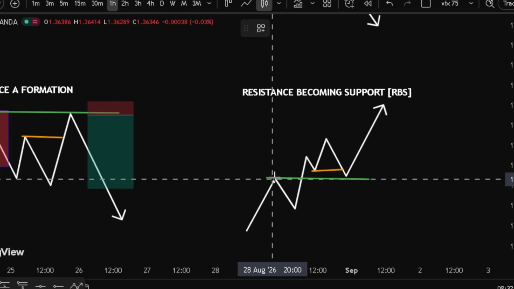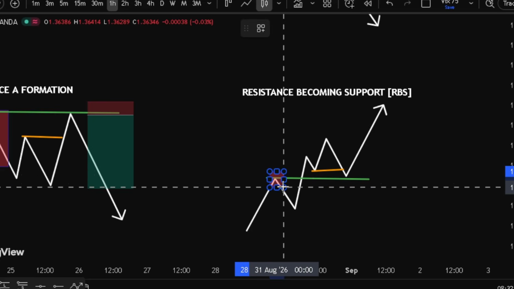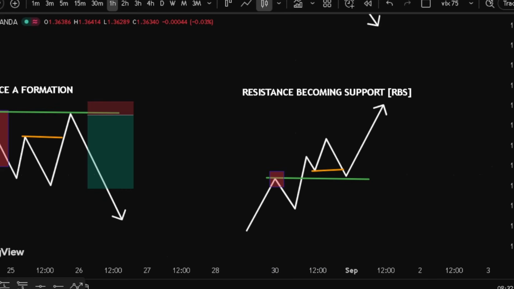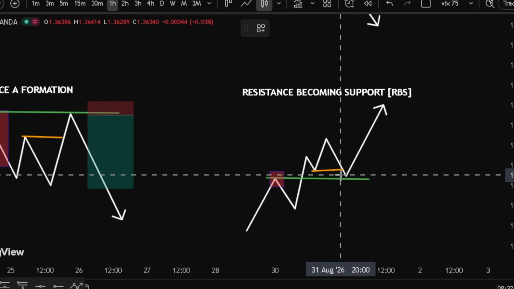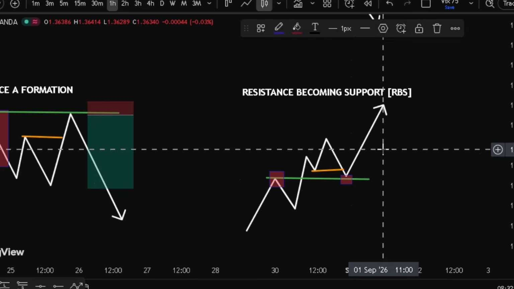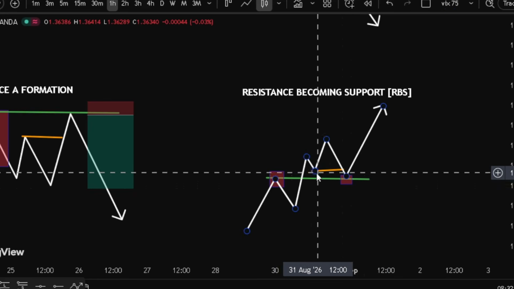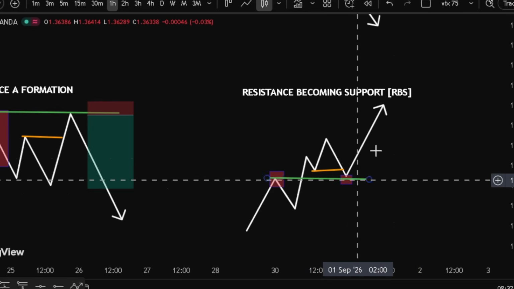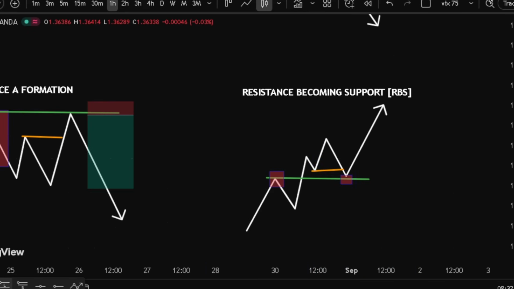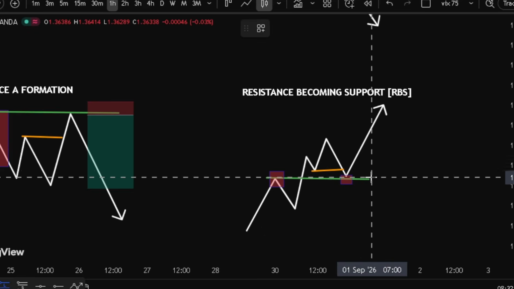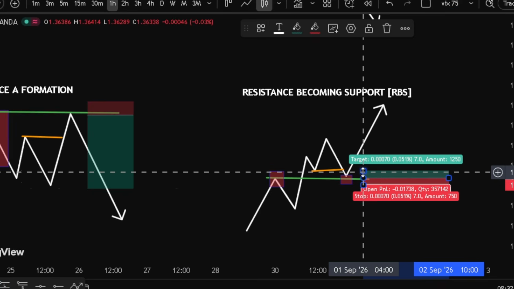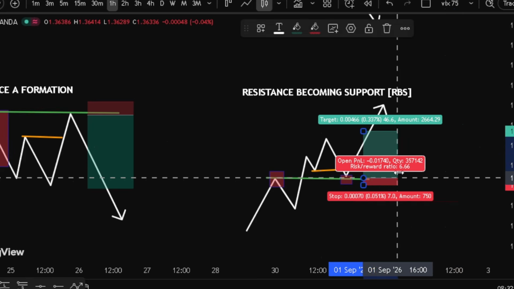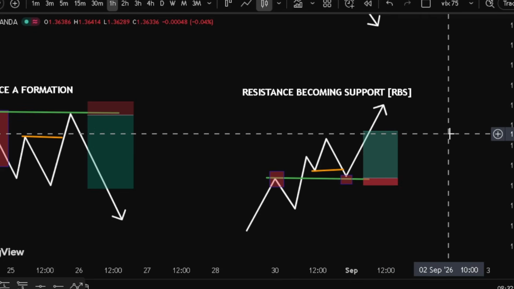Right there, we have it acting as our resistance, pushing price towards the downside. But now once it is broken, it now acts as our support. And liquidity must always be formed right below it for us to take an entry. So the way we trade that one, we take our long position, we place stop loss just below the key level, and we target the buy side liquidity. So that is how we trade the RBS.